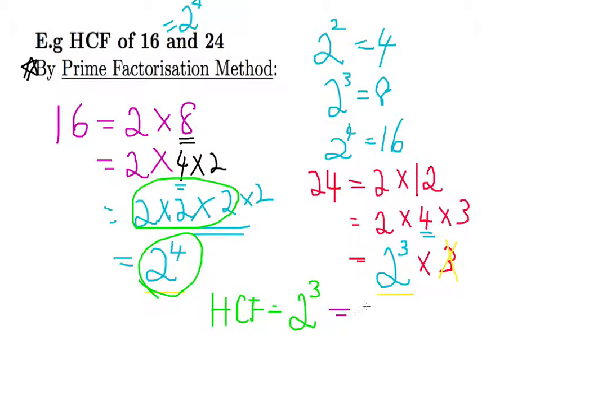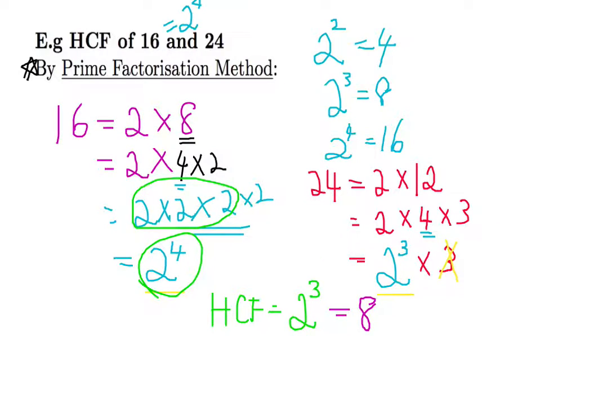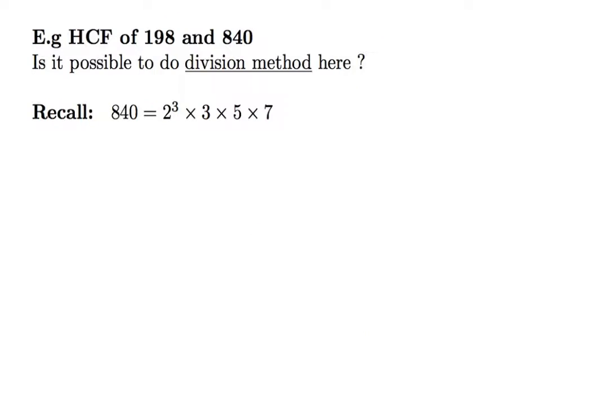So 2 to the power of 3 is 8, which essentially is the same answer as what we got just now. So it's just another different method, but it is a shorter method if the number is really big. So for this question, as you can see here, the number is really big, right? It's 198 and 840. You won't be expected to do the division method because yes, it is possible, but it's very tedious, okay?